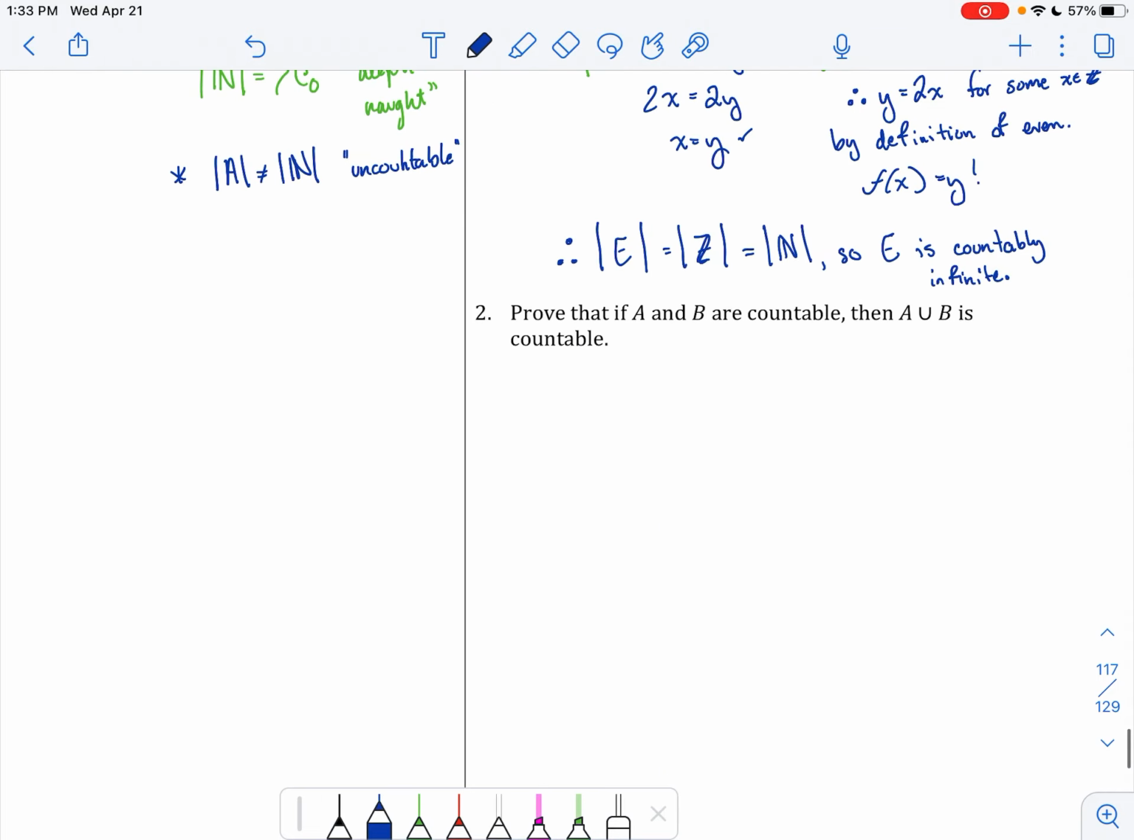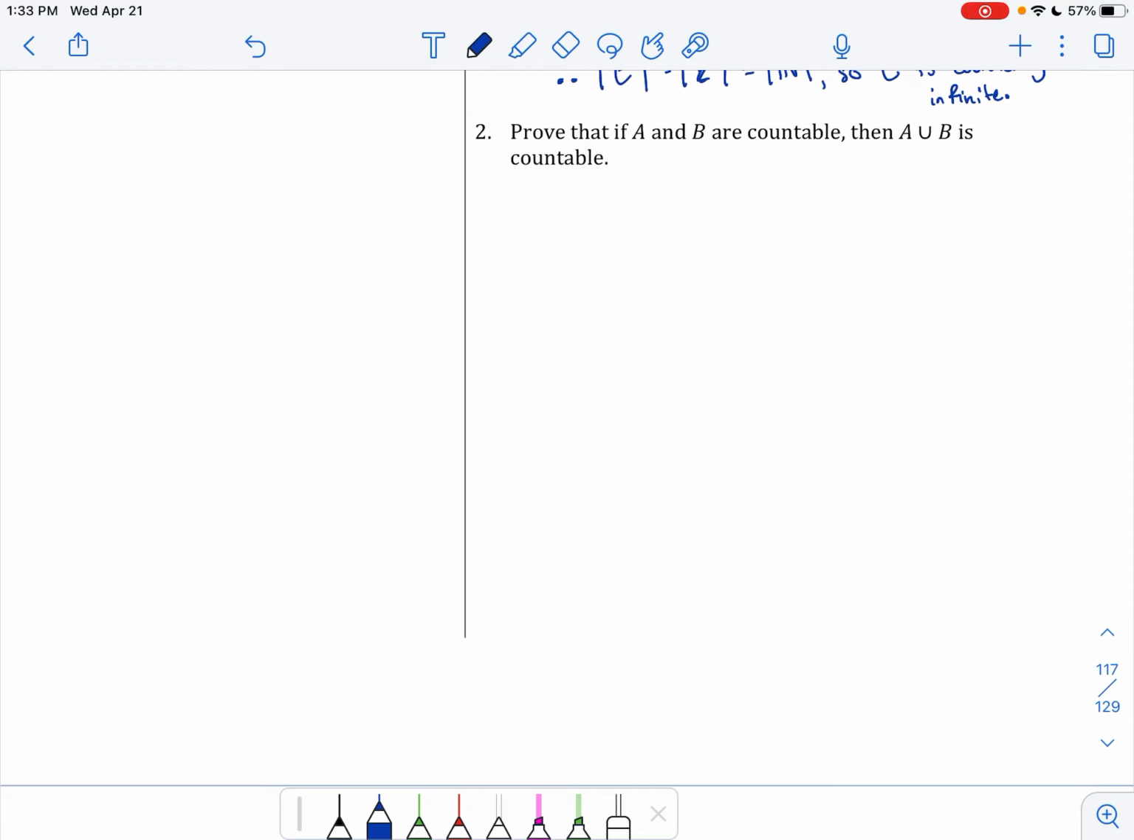So in number 2, prove that if A and B are both countable, then A union B is countable. And this is going to be another one that's going to be really helpful in some of your homework problems. So since they're countable, I'm going to say that A is A1, A2, A3, A4, and so on, since we know we can list this out since they are countable. And I will use similar reasoning with B, B1, B2, B3, B4, and so on.